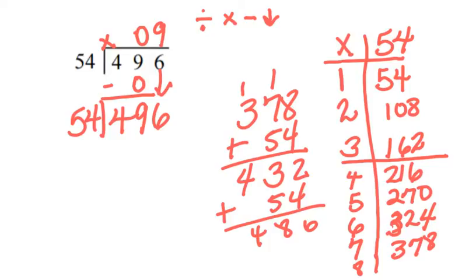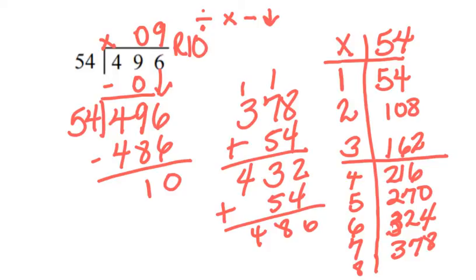So 54 times 9 is 486. We want to subtract, that's 0. 9 minus 8 is 1. So 10 is smaller than 54. I don't have anything else to bring down. So my remainder is 10.